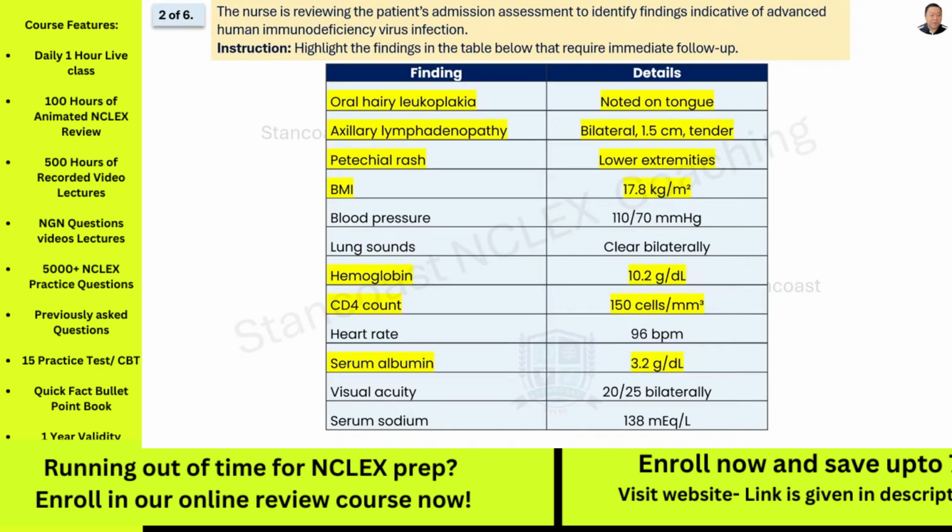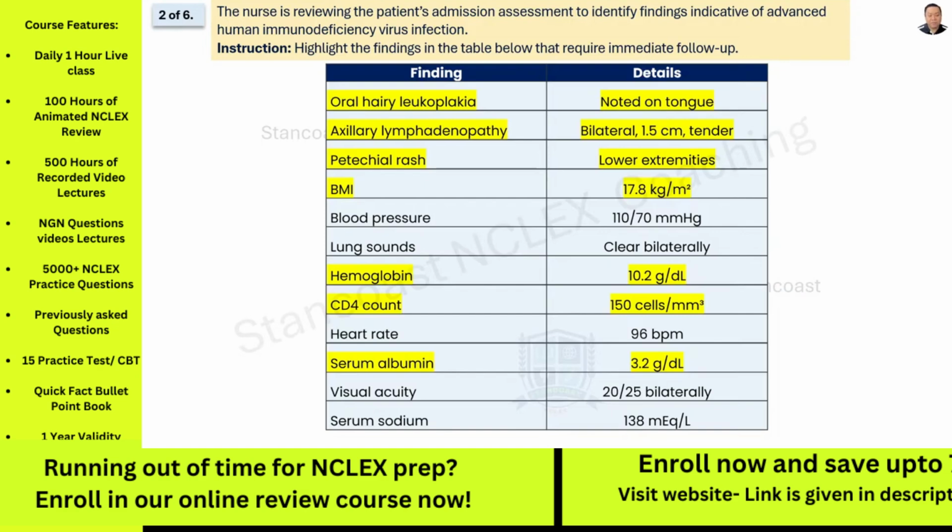So the rest of the options here are not going to need immediate follow-up, such as the blood pressure of 110/70. That's a normal reading. It doesn't indicate immediate concern. Lung sounds as well. They're clear bilaterally, so there's no concern about that. Heart rate of 96 beats per minute, slightly on the high side, but it's not unexpected, especially if the patient is anxious or if they are febrile or dehydrated. They can have a slightly elevated heart rate, but this is not going to call for an emergent action.